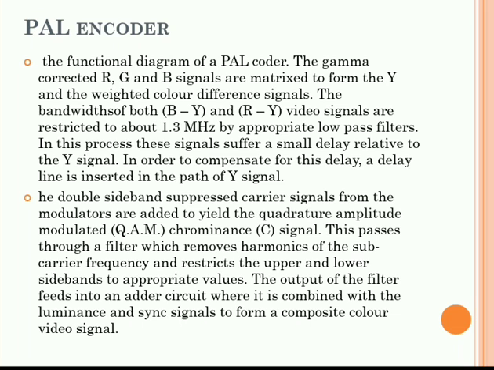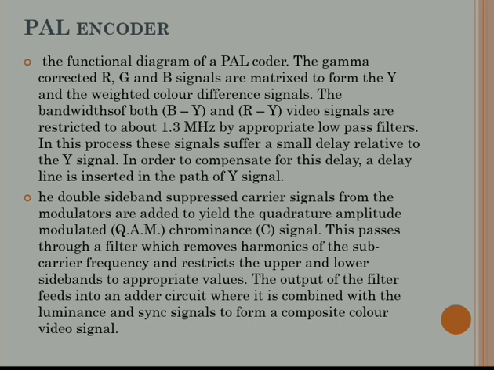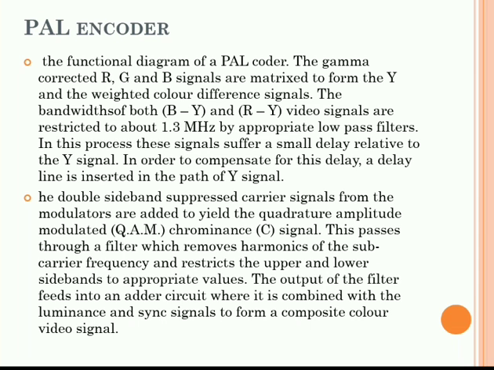This passes through a filter which removes harmonics of the subcarrier frequency and restricts the upper and lower sidebands to their appropriate values. Means when the quadrature amplitude modulated chrominance signal passes through a filter, it removes the harmonics present of the subcarrier frequency, and restricts the upper and lower sidebands to the appropriate value. The output of the filter feeds into an adder circuit.